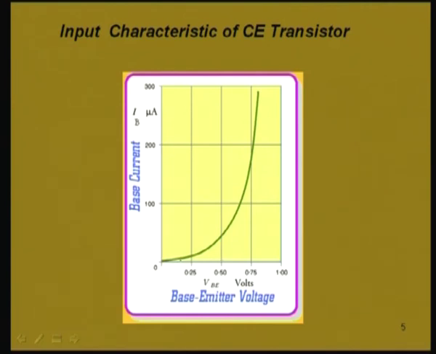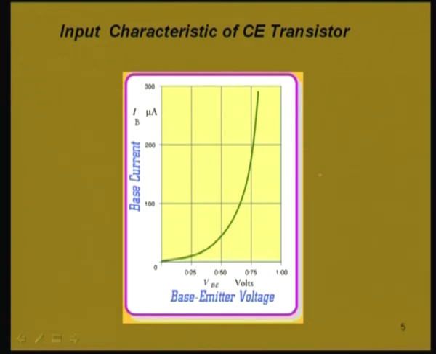So, it is a magnified scale so that we can see the important point where it is rising, that is, the current rises after the threshold voltage is overcome. Then the voltage is almost constant and will not be changing much, although the current IB will be increasing very sharply. So, this characteristic is the input characteristic of the common emitter transistor.